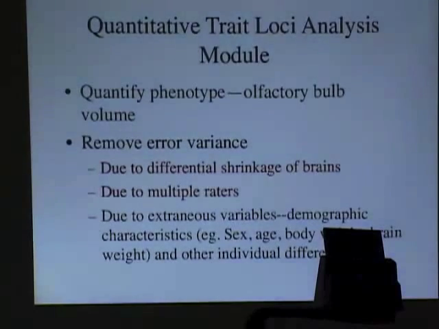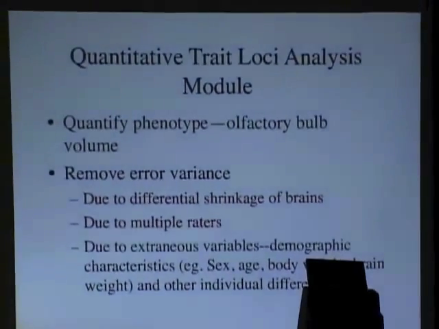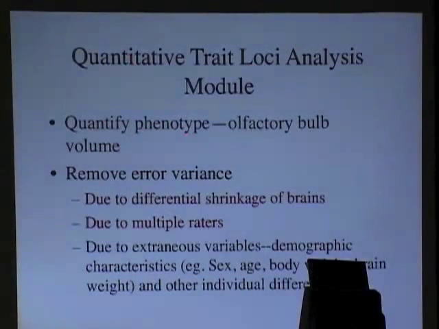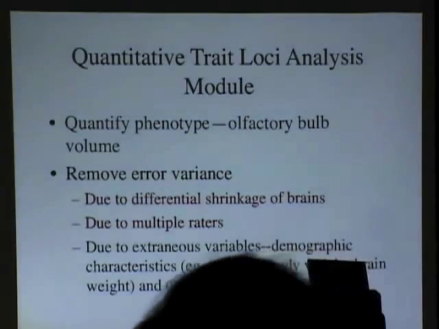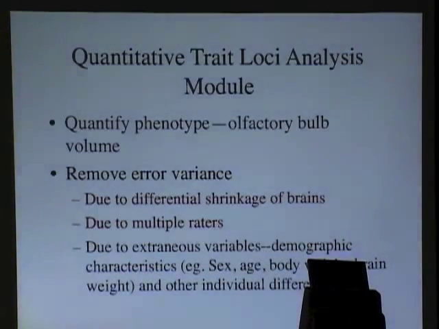Okay, to get you up to speed: this module, I should probably retitle it the Bioinformatics module. What we did so far is we quantified the phenotype, we measured the olfactory bulbs, and now we're getting rid of some error variance. I'm going to talk later about why error variance is so deadly to this kind of analysis. One of the problems we had was differential shrinkage of the brain. They shrunk the brains down to section them, and the brain shrank differentially. We also had multiple raters, so everybody had at least one other person, sometimes two, measuring the same set of brains. Even though that's a check, it can also create error variance.